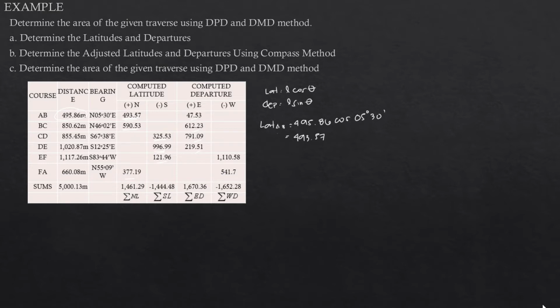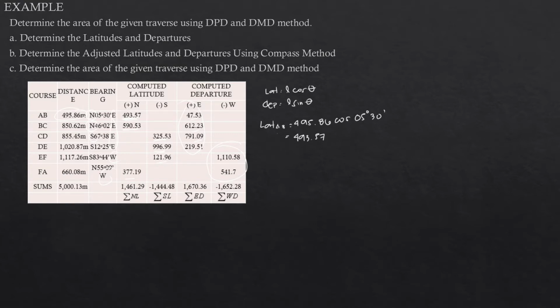Then, kung natatandaan nyo dun sa part 1 and part 2, kaya napunta dito sa north, positive, kasi north yung bearing. Then dito, south, so nandito siya sa negative side or sa south. Ganon din dito sa departure, east and west naman. East, puro east, so nandito siya sa positive. West, so dito sa negative. So ganon lang yun. For sure, alam nyo na to kasi sa part 1 and part 2 na discuss natin to.